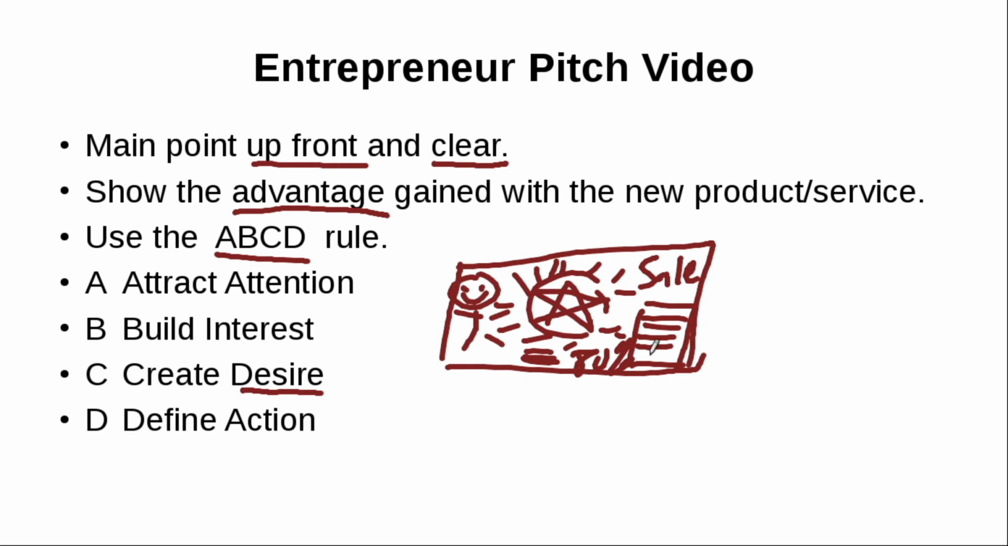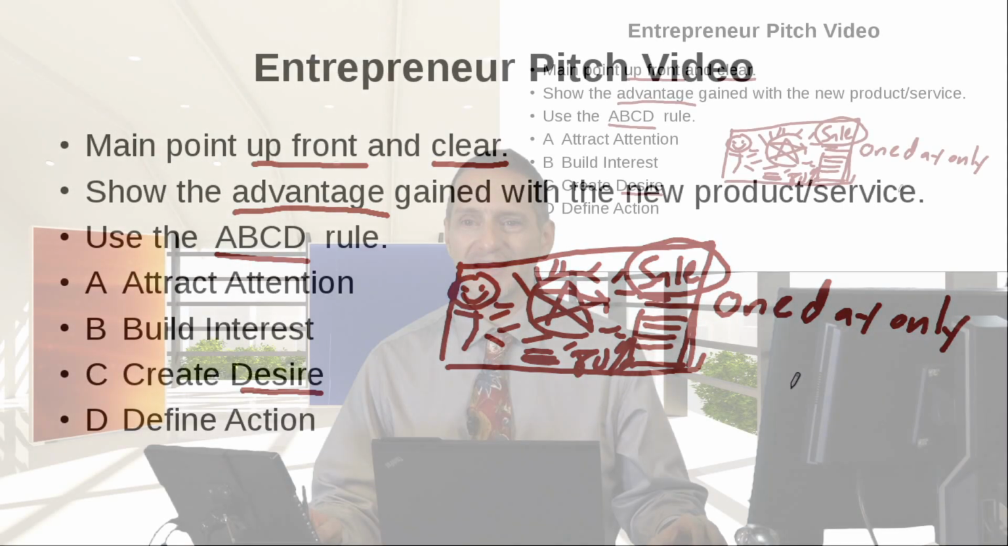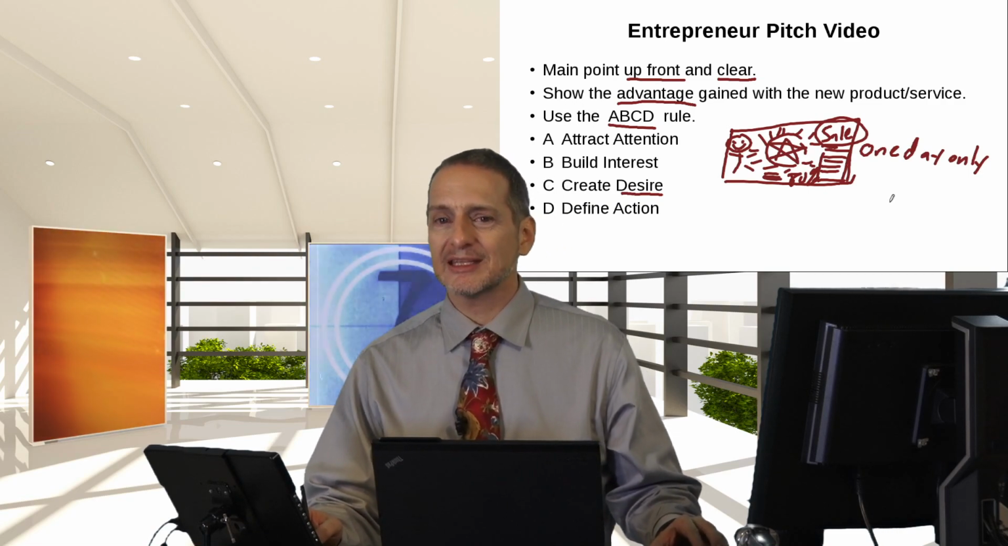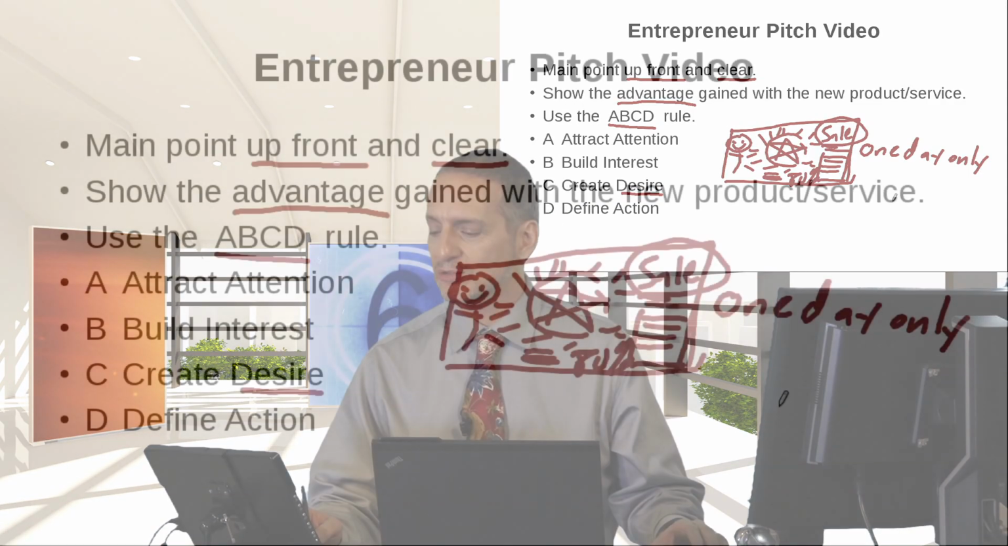Then I think, should I buy that? You create desire. How do you create desire? Maybe there's a super sale price. Maybe there's a one day only sale. So I say, hey, I should get that now. I'm not really sure I want that, but it's only a one day sale, so maybe I should get it now. And this creates desire. This is how you do that.